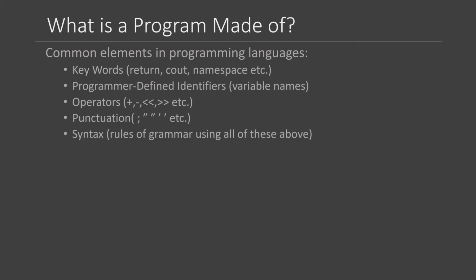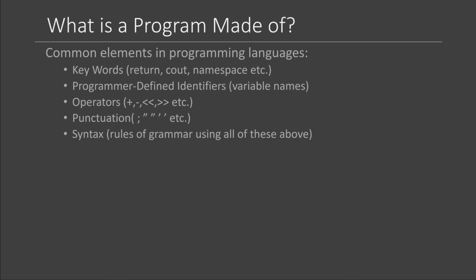And also, like every other language, we need punctuation. So we work a lot with semicolons, apostrophes, double apostrophes, single apostrophes, etc. And then also, very important in a language is its grammar, which we refer to in a programming language as the syntax. Now, the syntax differs from programming language to programming language, but basically it's just the rules of grammar when you're using all of the above to be able to write a program that is coherent.